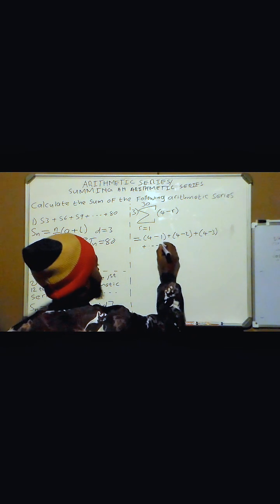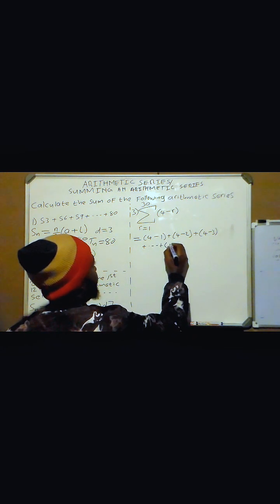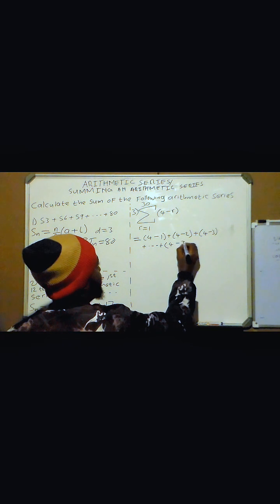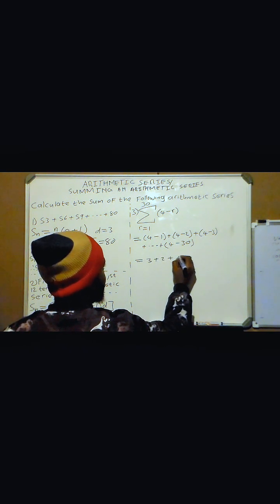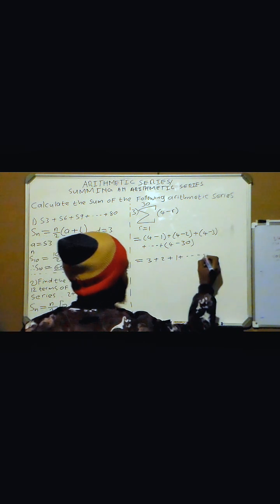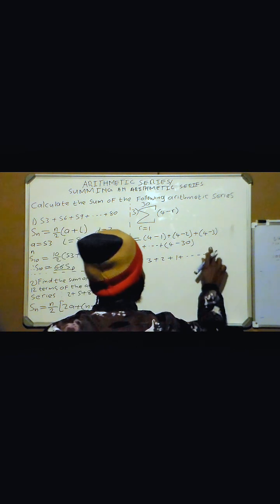Plus all the way to the 30th term. So that will be 4 minus 30. So this is equal to 4 minus 1, we have 3 plus 2 plus 1 plus all the way to the last term. So our last term is 4 minus 30. That's negative 26. So we have this as negative 26, right?